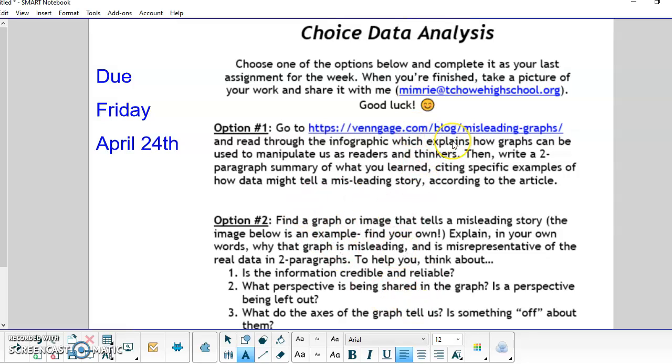So regardless of your choice, you're doing a 2-paragraph reflection. In that reflection, you're going to tell me, is the information credible and reliable? What perspective is being shared? And is there a perspective being left out? And what do the axes of that graph tell us? Is there something off about them? So we noticed how the y-axis didn't start at 0. That would be a piece of information to include in my reflection.